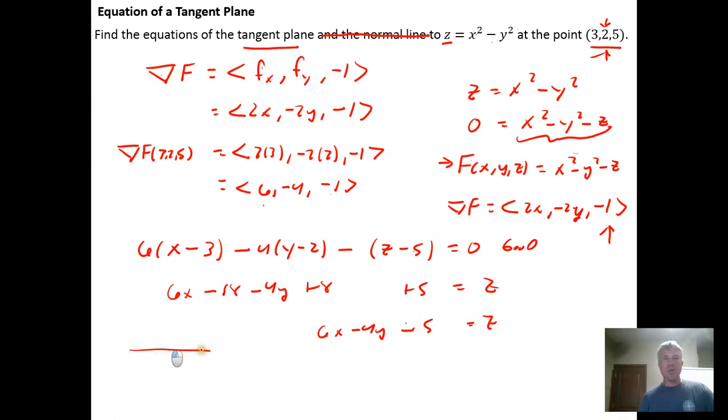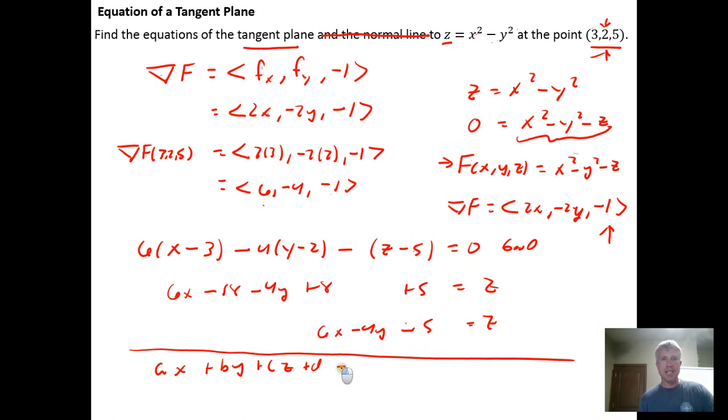You could also, if you remember, the form ax plus by plus cz plus d equals 0. So another way to do it is to replace the a, the b, the c with the gradient components, and then plug the point 3, 2, 5 in and solve for d.